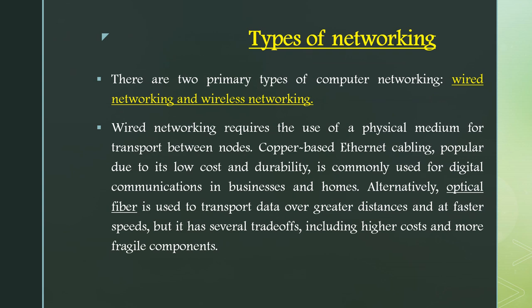Types of networking. There are two primary types of computer networking: wired networking and wireless networking. Wired networking requires the use of a physical medium for transport between nodes. Copper-based Ethernet cabling, popular due to its low cost and durability, is commonly used for digital communications in businesses and homes. Alternatively, optical fiber is used to transport data over greater distances and at faster speeds, but it has several trade-offs, including higher cost and more fragile components.